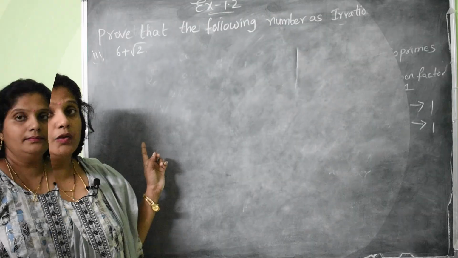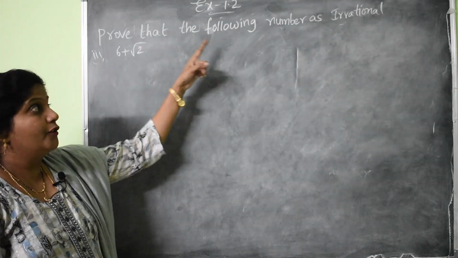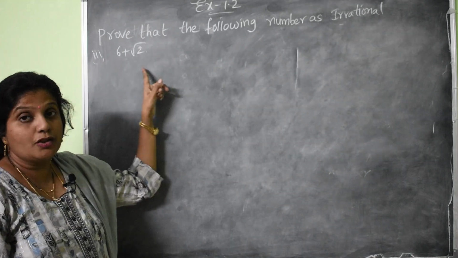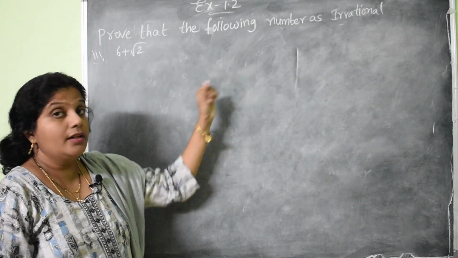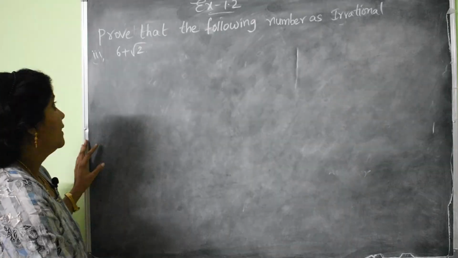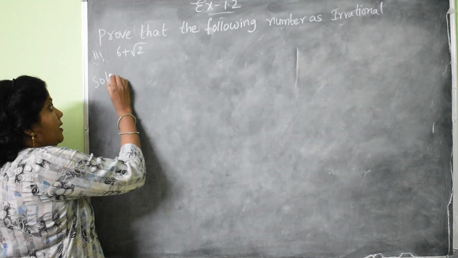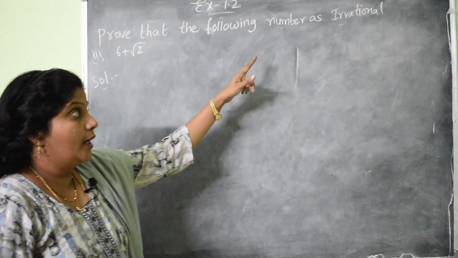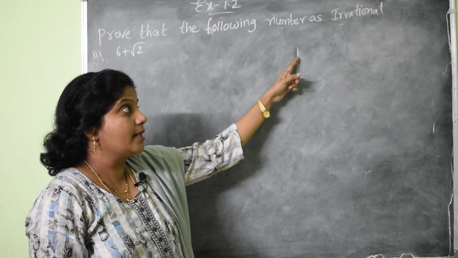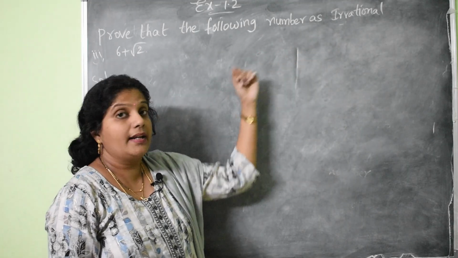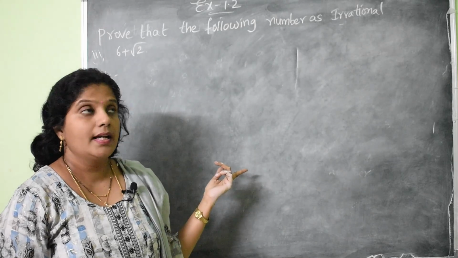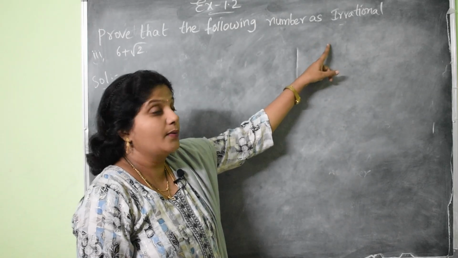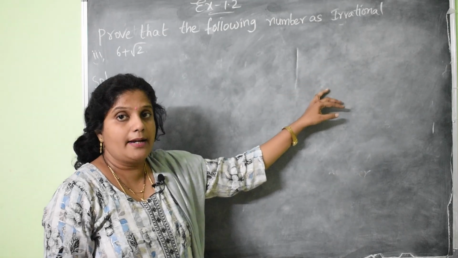Okay, understood? What is our next question? We need to prove that the following numbers are irrational. Here 6 plus root 2 should be irrational, and we should prove that. So we assume the contradiction statement. The contradiction of irrational is rational. Contradiction means opposite, so the opposite of irrational is rational.